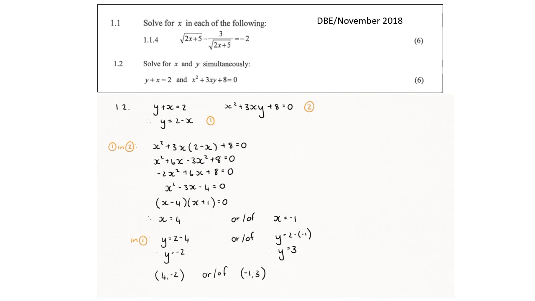This question counted 6 marks. You get 1 mark for y equals 2 minus x, 1 mark for the correct substitution, 1 mark for the standard form of the equation, 1 mark for the correct factors, or you could also use the quadratic formula, 1 mark for both the x values and 1 mark for both the y values.